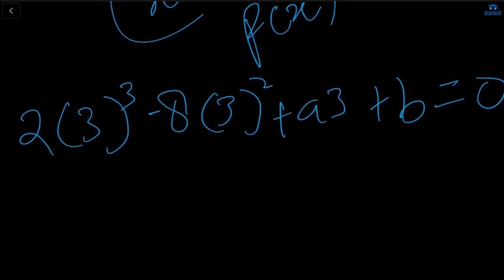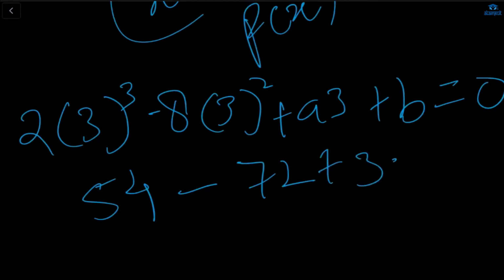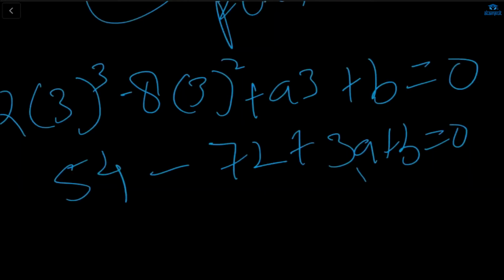So what will you get here? 54 minus... and I sent my answer. Can I check it? You sent it to the group? Yeah, the WhatsApp group. I've done it in a very different method. 54 minus 72 becomes minus 18, plus 3A plus B equal to 0. Okay.